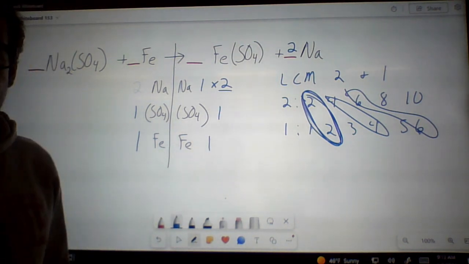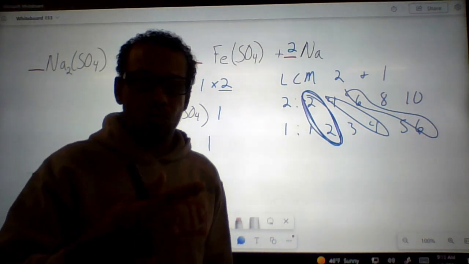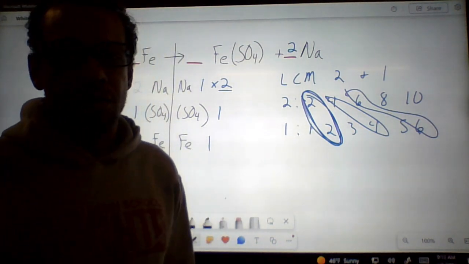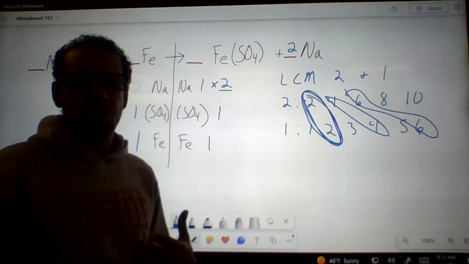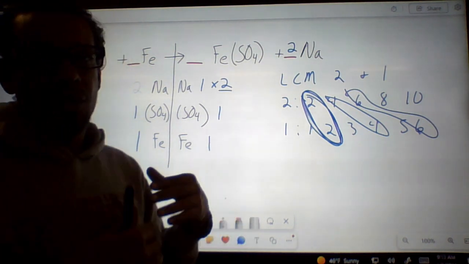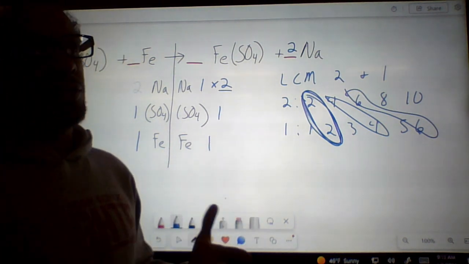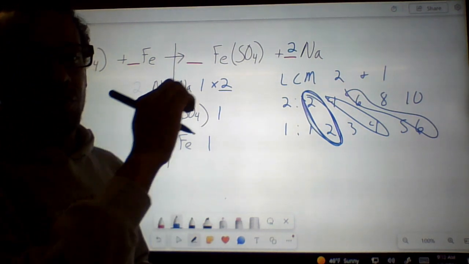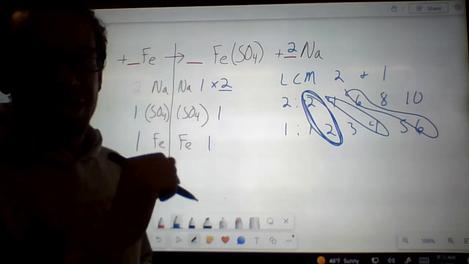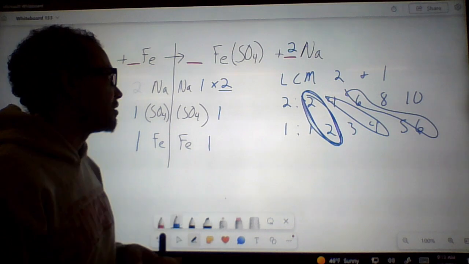Now, for the last step, you've got to make sure you go back through and make sure nothing became unbalanced. When we're balancing, things become unbalanced, and if we don't check, we can get into a situation where at the end, we've gone through and balanced everything, and the equation is still unbalanced. So let's take a look at that.